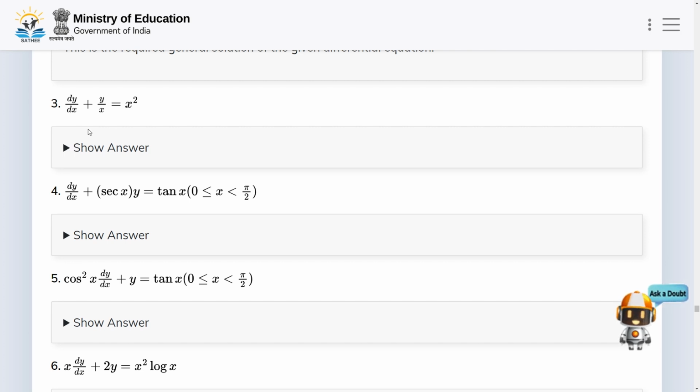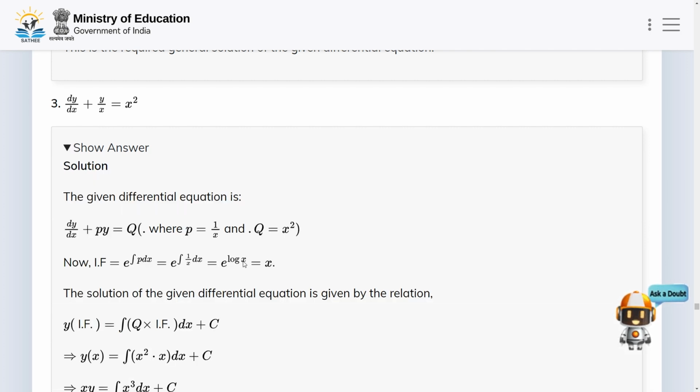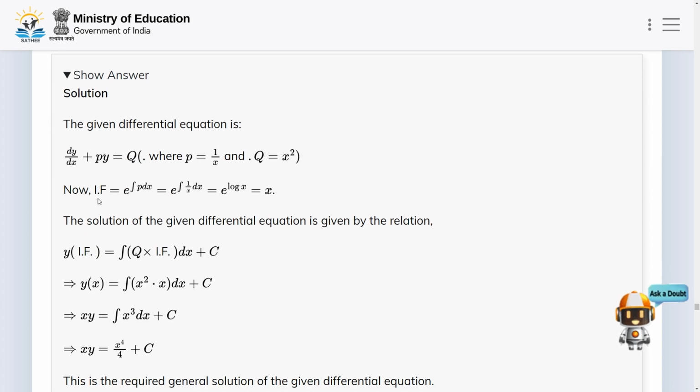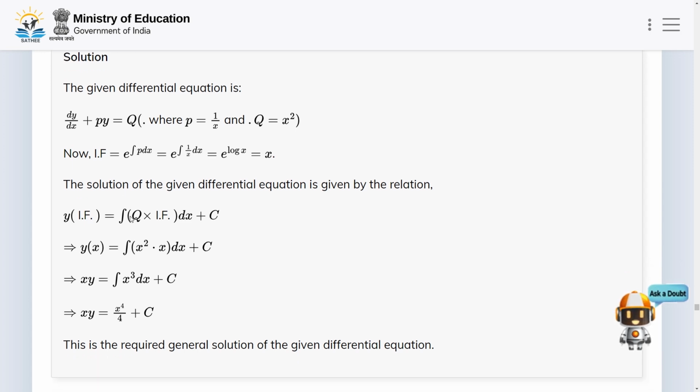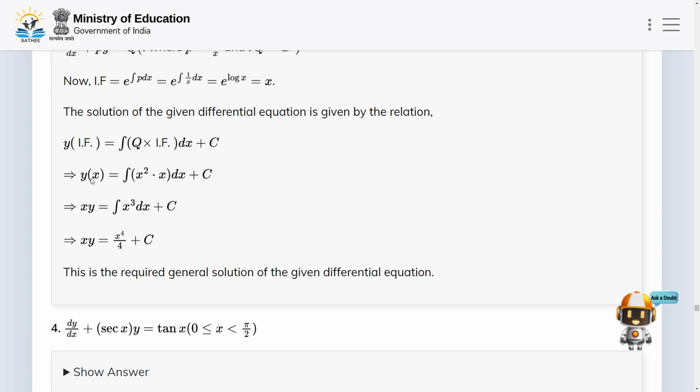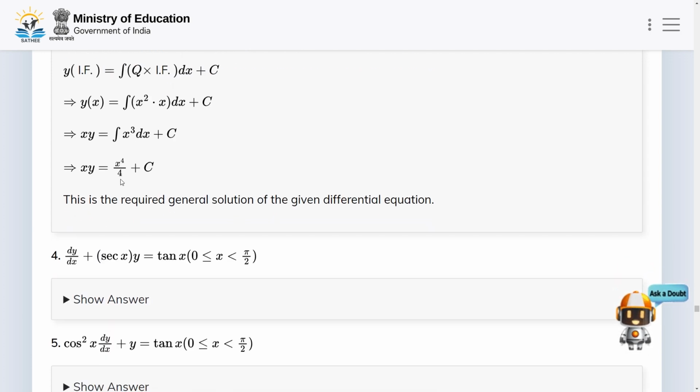P will be 1 by x, q will be x square. This means integrating factor will be just x. Okay, using this form, y times integrating factor is equal to integration of q times integrating factor dx plus some constant. This means y multiplied by x, this is a product, not a function. So xy is equal to integration of x cube dx plus c. This means xy is equal to x power 4 divided by 4 plus c. So this will be your required general solution.